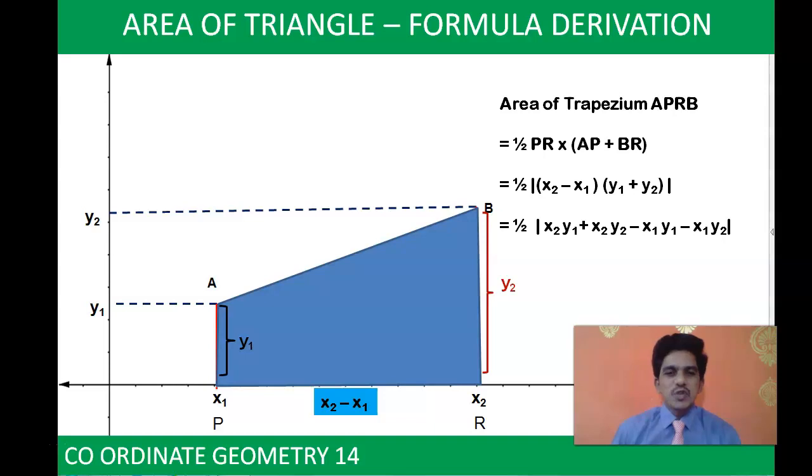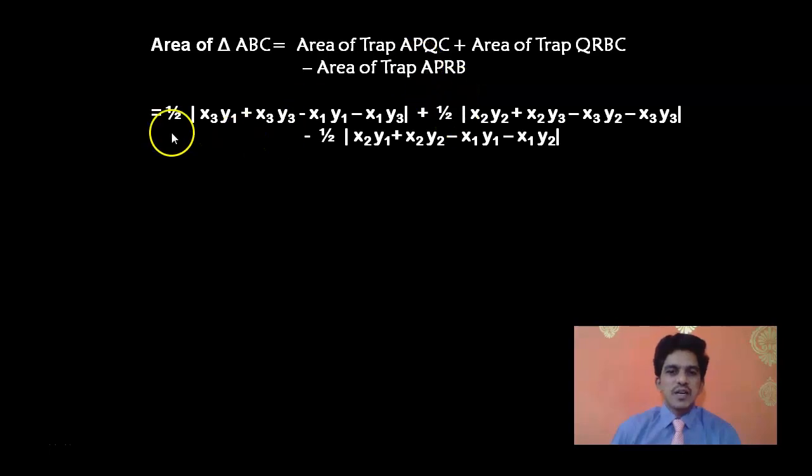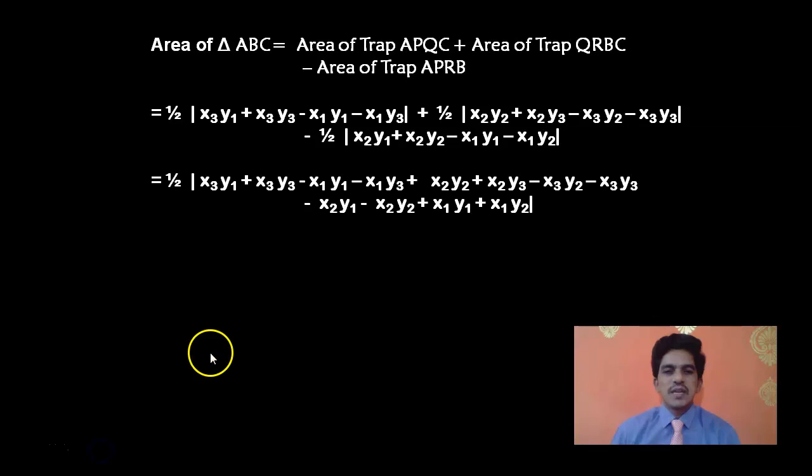Now let us substitute these values in the original formula which we have taken previously. You have to add the area of trapezium APQC to that of QRBC, and then subtract the blue color trapezium. Let us substitute the values here. This is the value of the first trapezium area, this is the area of the second trapezium and this is the area of the third one. Now actually we can take out half from all the three because half is common in all of them. Then we have taken the absolute value.